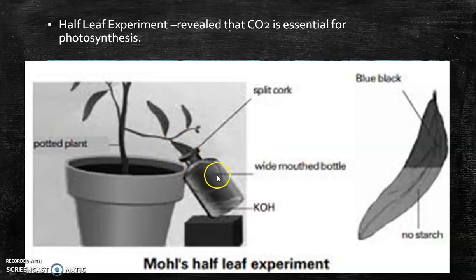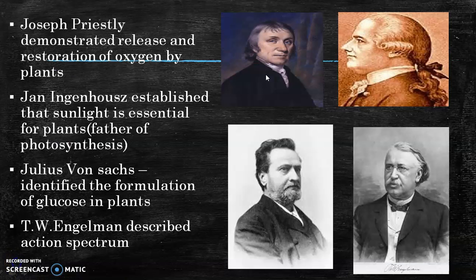After some time, if you perform the starch test, you can see the blue-black region only in the exposed part of the leaf. This happened because in the portion covered with KOH solution there is no carbon dioxide, since all the carbon dioxide is absorbed by the KOH, so it is unavailable for photosynthesis. Thus, this experiment proves that carbon dioxide is essential for photosynthesis. This is called Moll's half-leaf experiment.